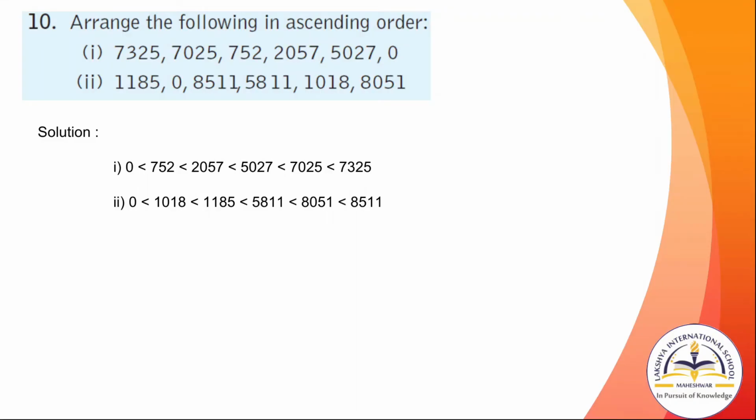Now question number 10: you have to arrange in ascending order. What is ascending order? Ascending order means you have to arrange from smallest to largest, and you have to use the less than sign. You have to use this sign, and first write the smallest number and then the largest.